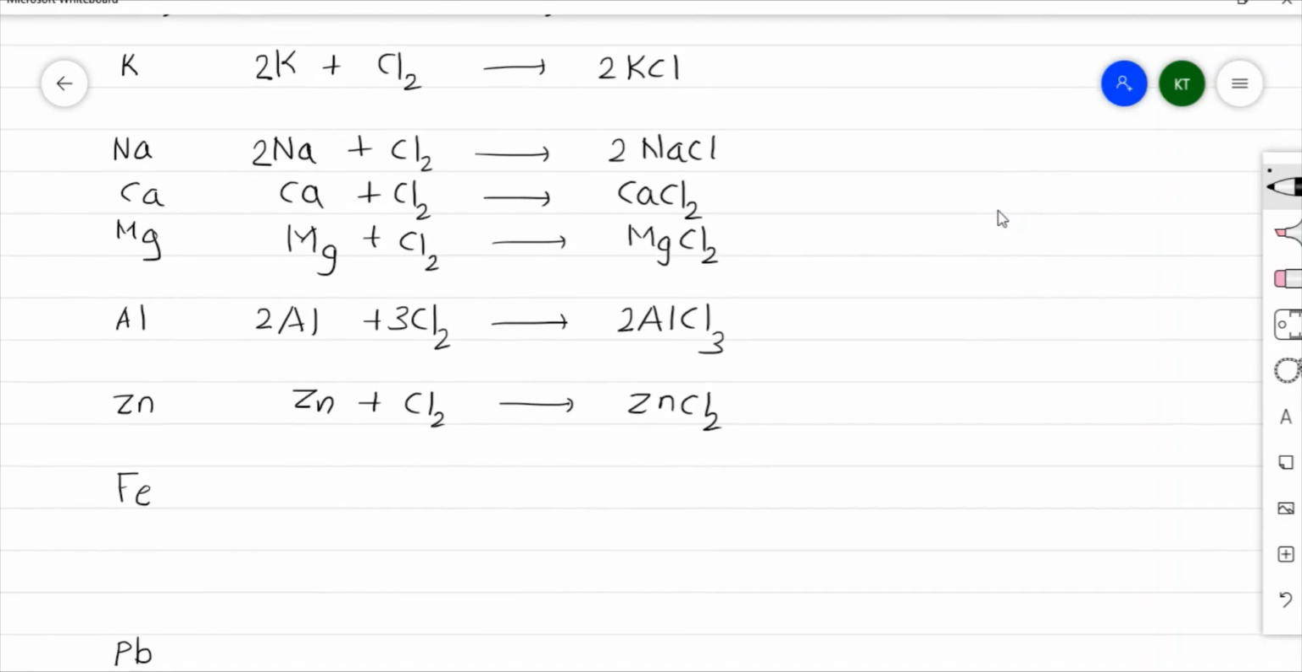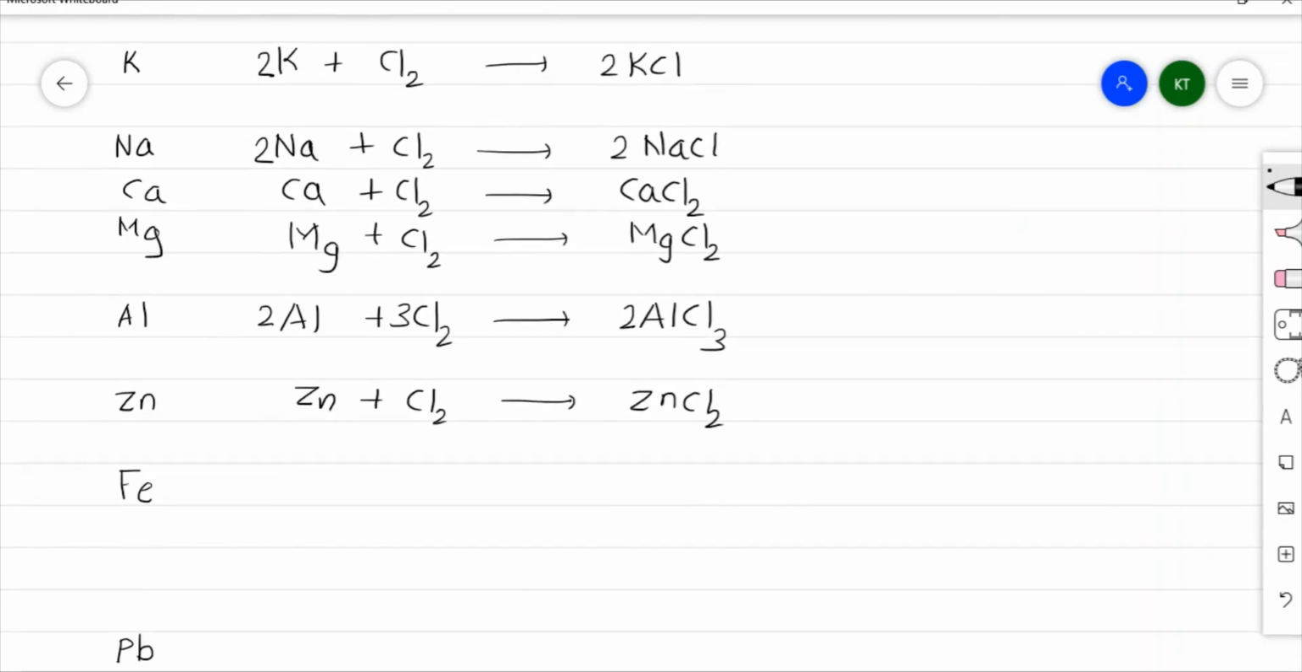Now the reaction with iron is somewhat interesting. So we have iron combining with chlorine. The expected product is FeCl2. But this FeCl2 gets converted, or gets oxidized, to FeCl3 as a product, which will come as reddish brown flakes.